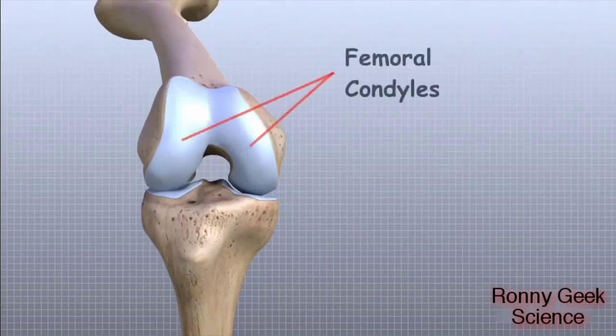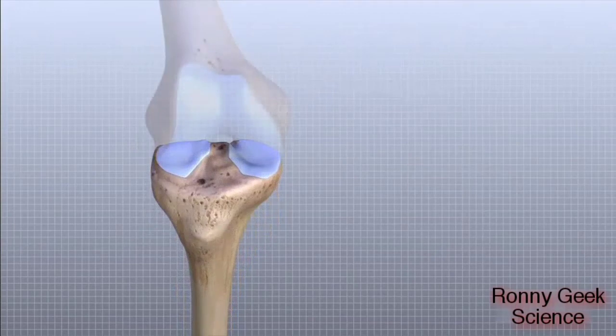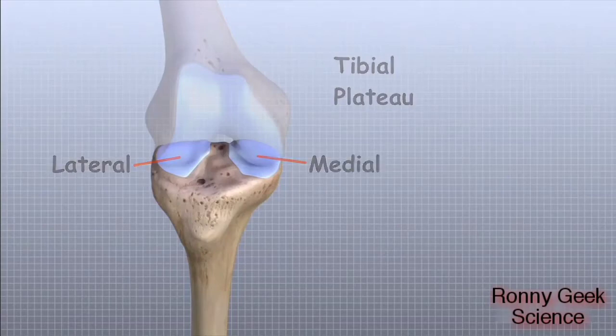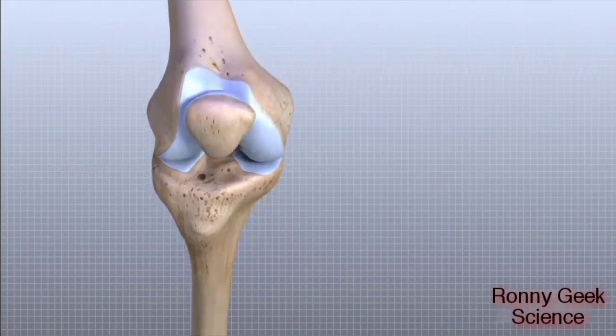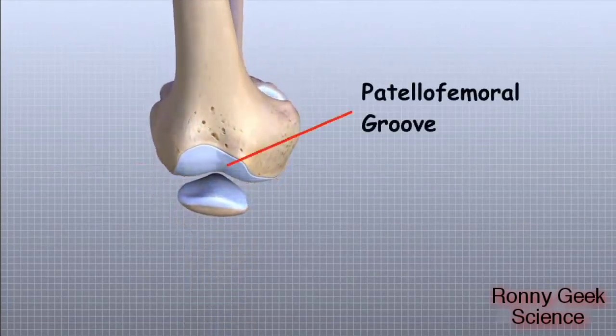Two round knobs called femoral condyles are found on the end of the femur. These condyles rest on the top surface of the tibia. This surface is called the tibial plateau. The outside half, the farthest away from the other knee, is called the lateral tibial plateau, and the inside half, closest to the other knee, is called the medial tibial plateau. The patella glides through a special groove formed by the two femoral condyles called the patellofemoral groove.